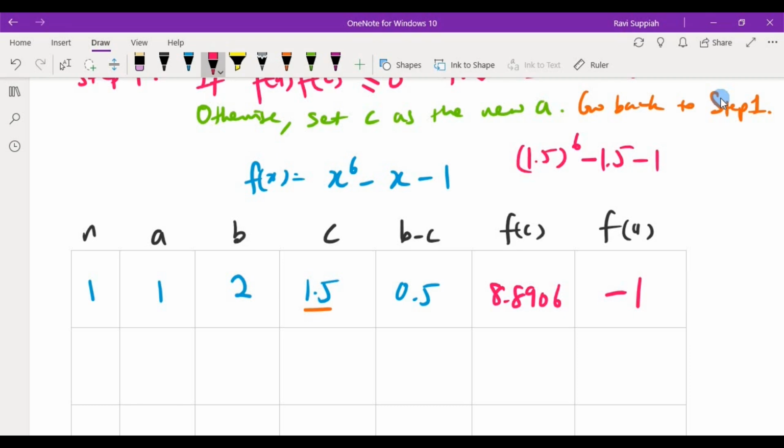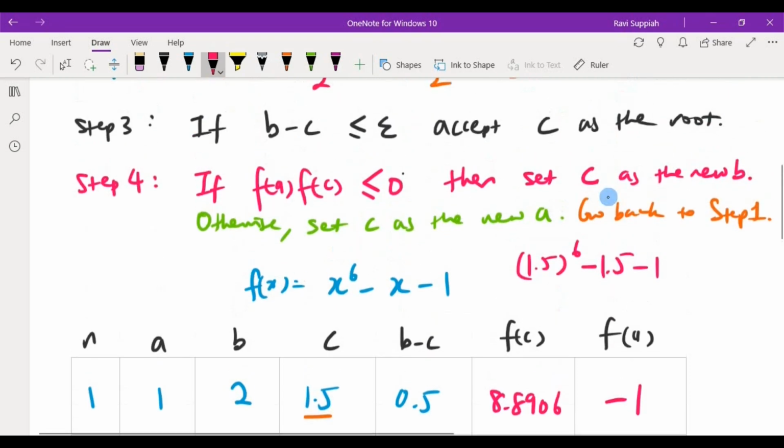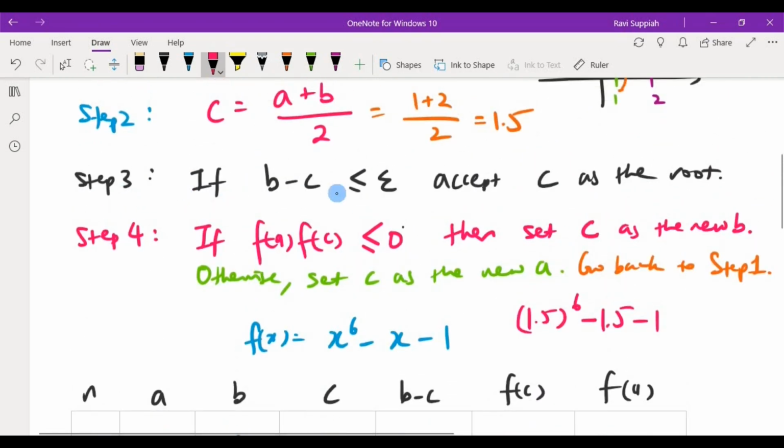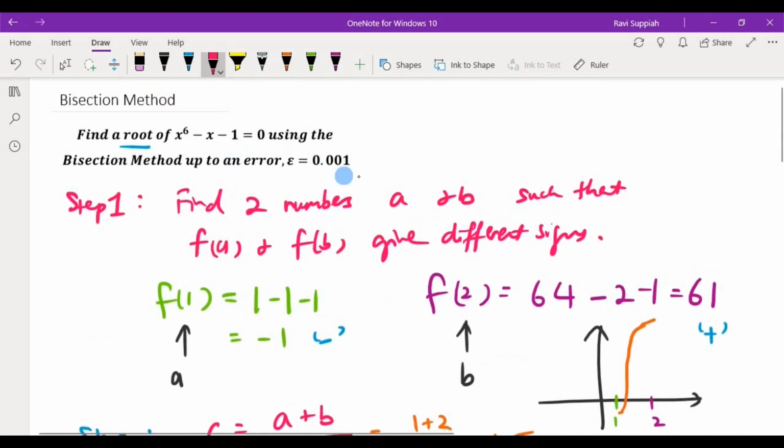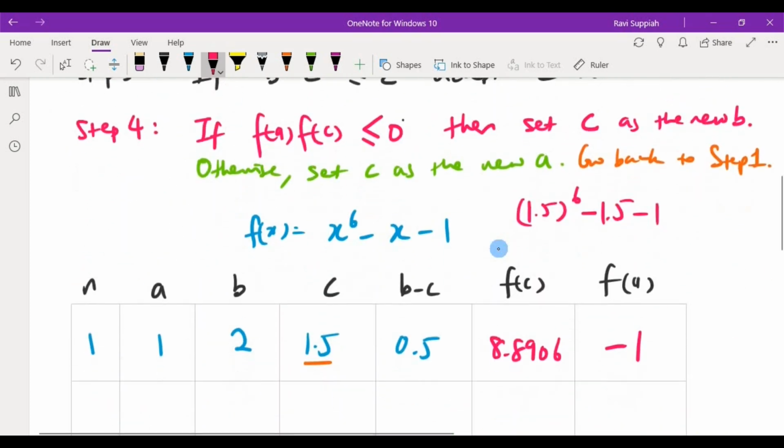And at the end of the first iteration, or every iteration, we must look at step 3, which is to see if B minus C is less than or equal to epsilon. So epsilon is the error we are willing to accept, which is 0.001. In this case, the B minus C, which is the error, is still very high. So we are not yet anywhere near the end point.